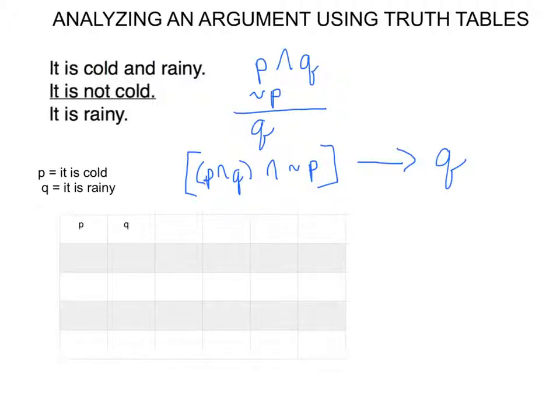So here is our truth table. The first thing we're going to do is fill in P and Q. We know that P is always written as true, true, false, false. And Q is always written as true, false, true, false. So we're going to fill that in.